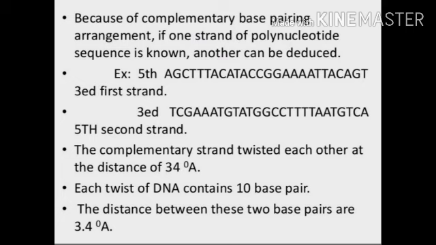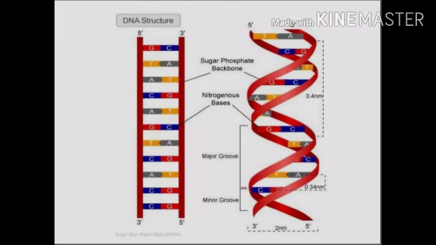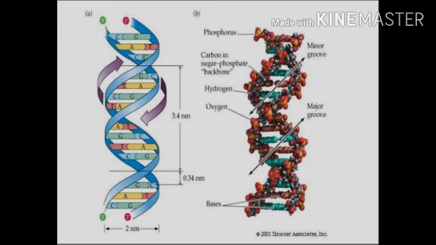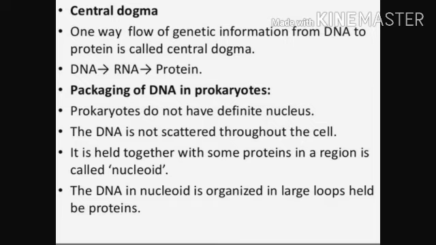Example, if the sequence from 5' to 3' on the first strand is A, G, C, T, T like that, then its complementary strand from 3' to 5' is T, C, G, A, A like that. Okay? The complementary strands twist around each other with a pitch of 34 angstrom, and each twist of DNA contains 10 base pairs. The distance between two base pairs is 3.4 angstrom. This is the double helix DNA structure. In this structure you can see adenine always pairs with thymine and cytosine always pairs with guanine.